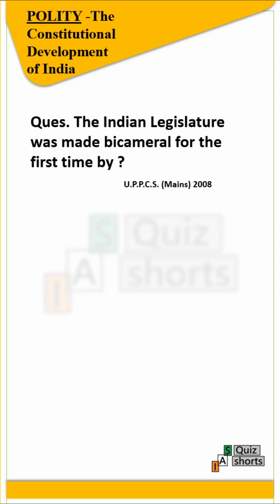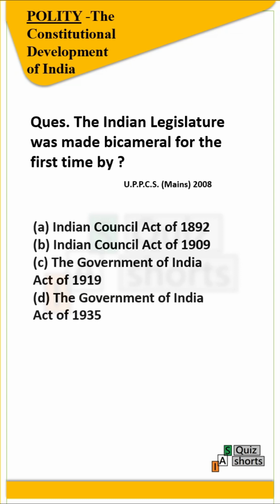Question. The Indian legislature was made bicameral for the first time by A. Indian Council Act of 1892. B. Indian Council Act of 1909. C. Government of India Act 1919. D. The Government of India Act of 1935.